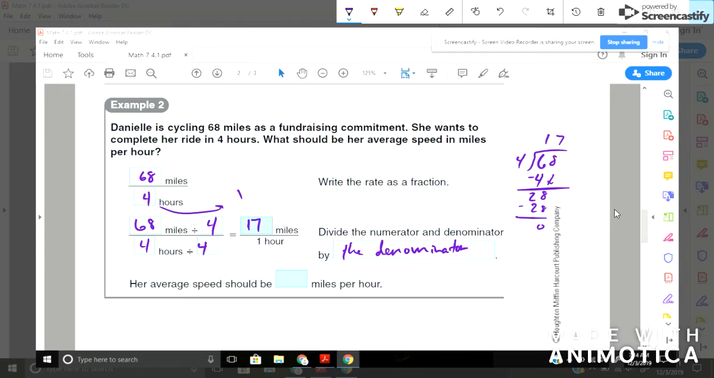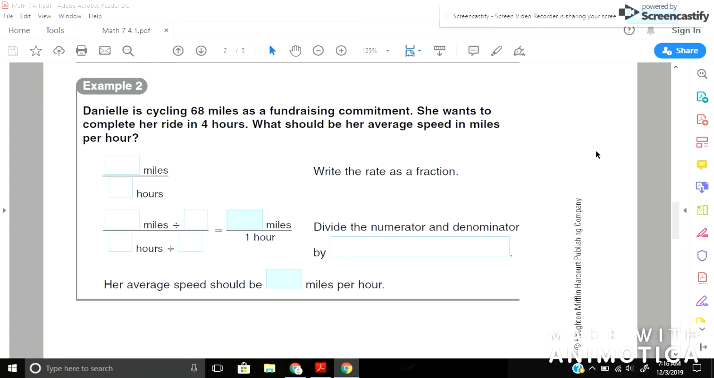The denominator was 4. I'm dividing them both by 4. So her average speed should be 17 miles per hour. Okay, that's pretty quick if you ask me.